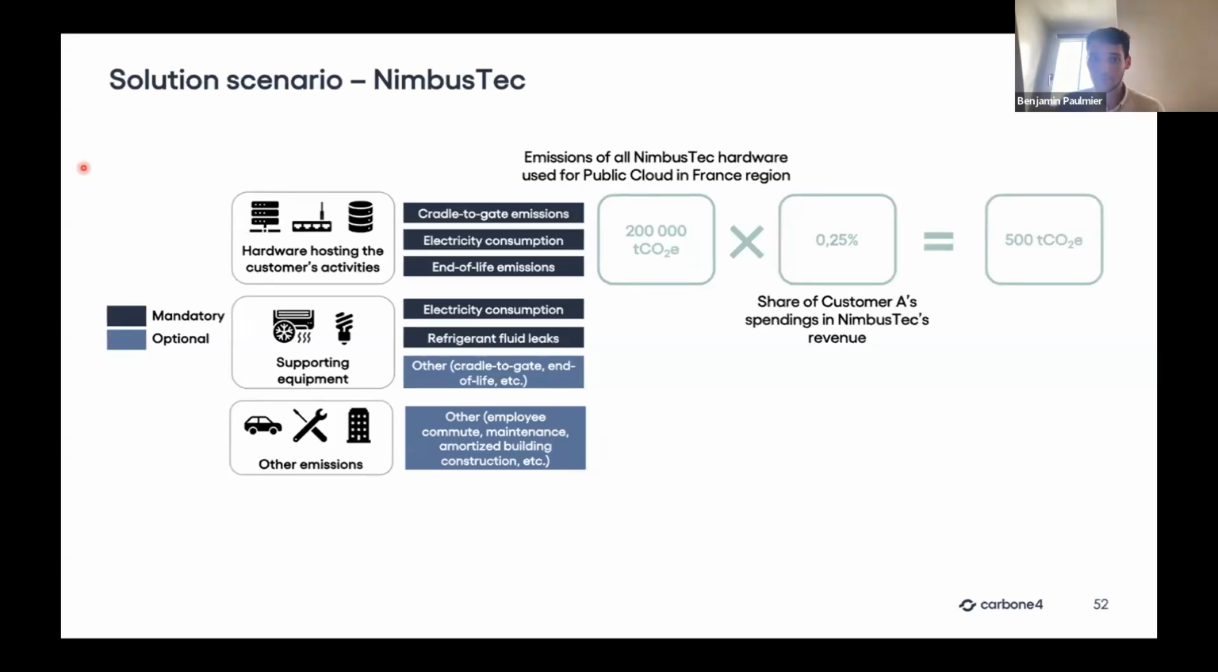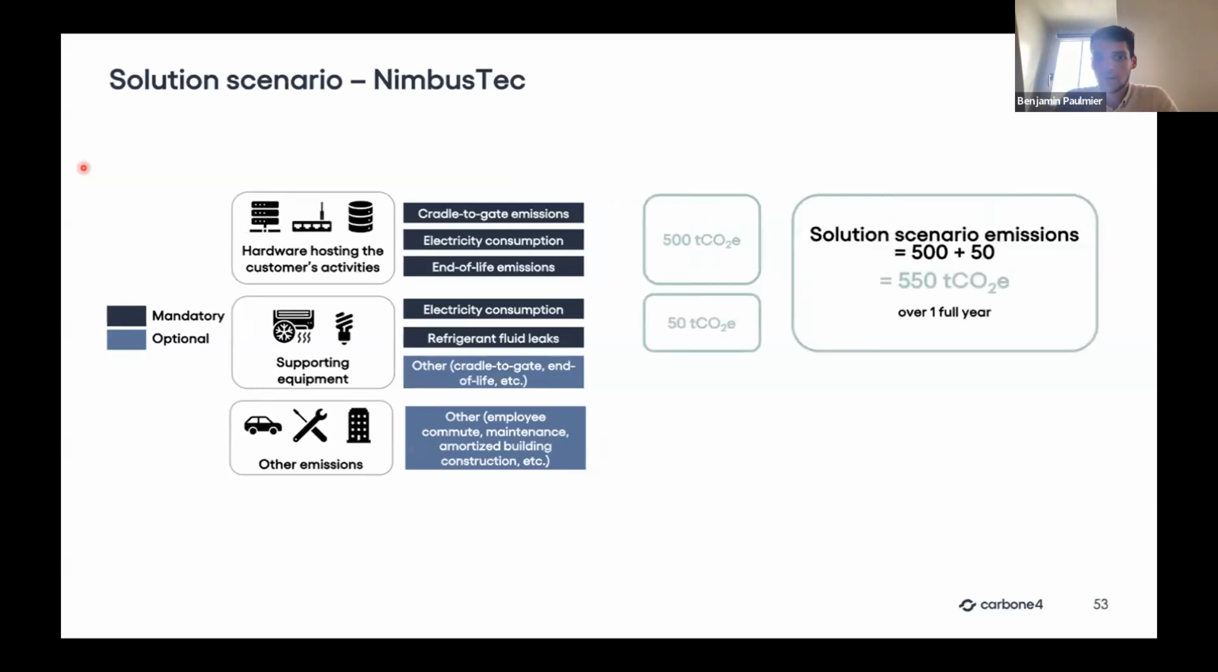Regarding the supporting equipment and the fluid leaks, they can follow the same reasoning. So taking their full emissions and reallocating it to customer A thanks to the revenue that their spendings bring in. And in total, we have our solution scenario emissions, which amount to 550 tons of CO2 over 1 full year after customer A has completed the cloud migration.